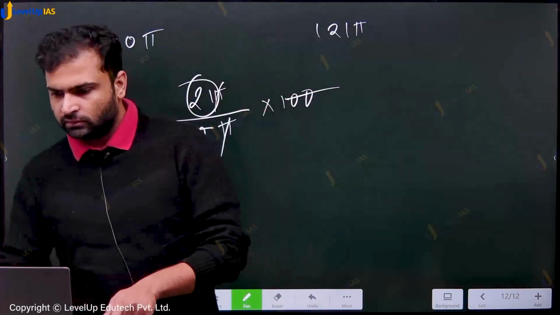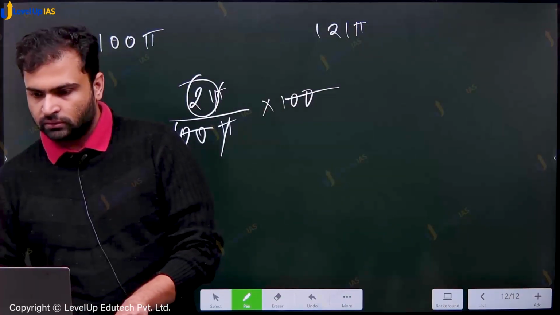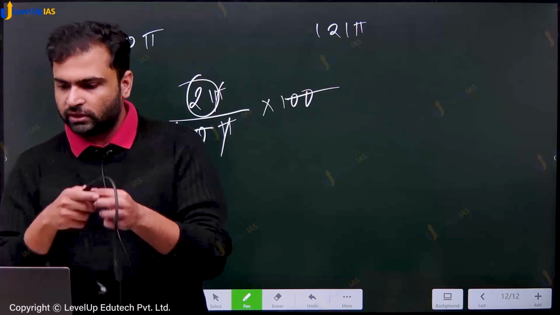कर दिया sir? Ashwini, you can unmute yourself, no problem.